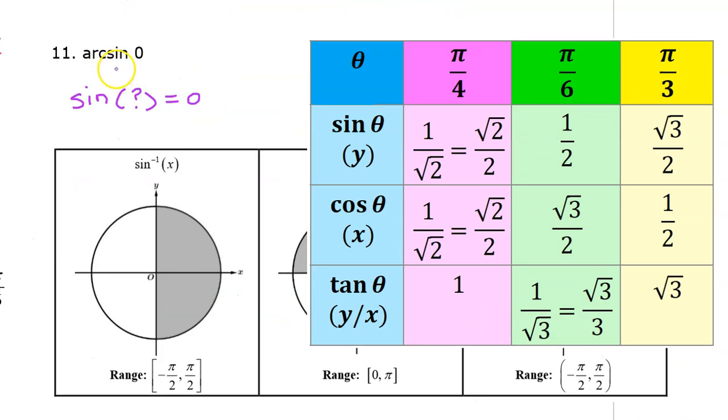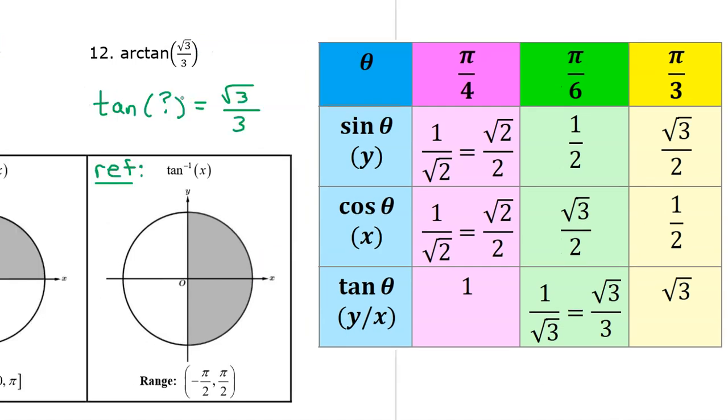To evaluate the arcsine of 0, you ask yourself the sine of what angle is equal to 0. Sine is the y value on the unit circle, and y values are equal to 0 here and here. Because of the range restrictions for arcsine, we have to go with this angle right here, which is 0 radians. So that's the answer.